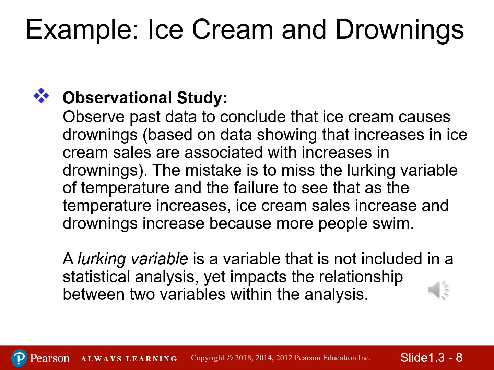and therefore the number of drownings will increase. A lurking variable is a variable that is not included in the statistical analysis, yet has an impact on the relationship between two variables that are being considered in the analysis.